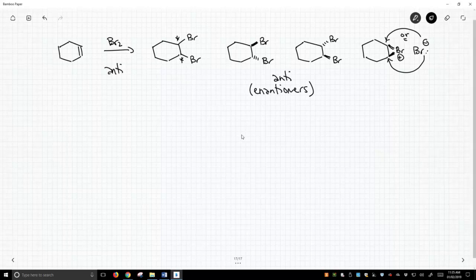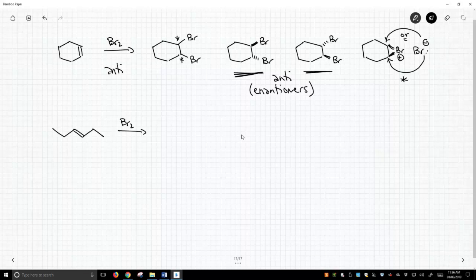If we attack this bottom method, we're going to get this compound. If we attack with this top arrow, we're going to get this compound. These are going to give us mirror image products. These are enantiomers. So we have to draw specifically the trans product. Now let's get to the point of this video, which is to look at these reactions on acyclic molecules.